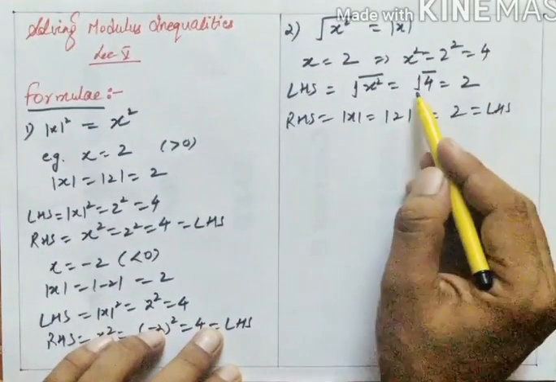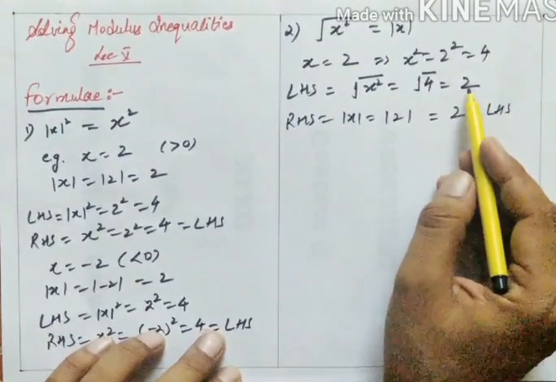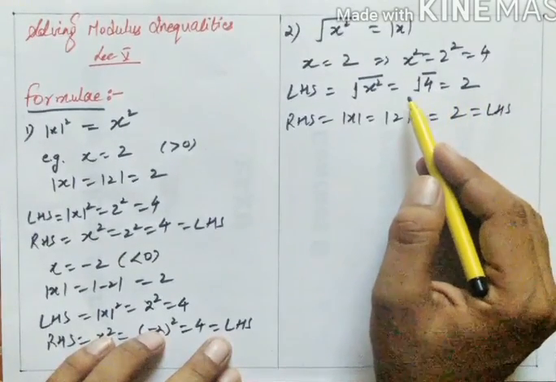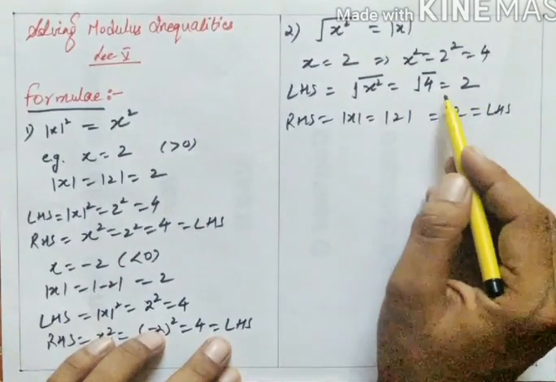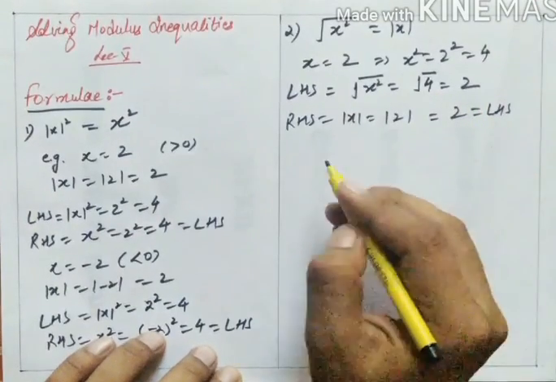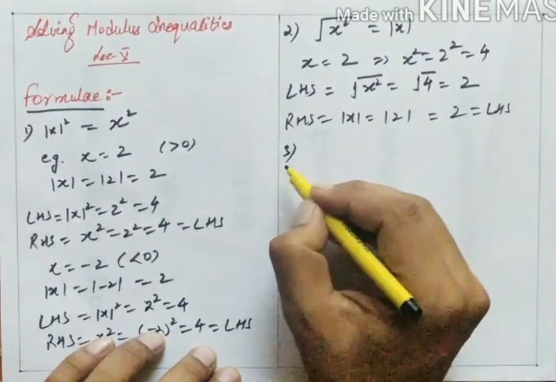Always remember that square root of 4 is 2. It is not plus minus 2, because a square root is an operator whose property is to give only positive numbers, not negative numbers. So that is why it is only 2, not plus minus 2. So this is also verified over here. Let's see the third property.